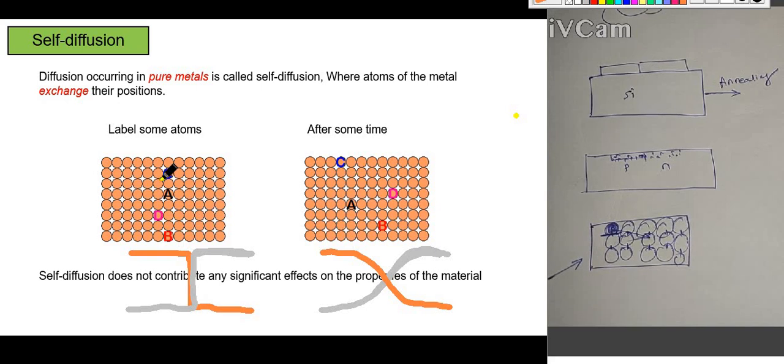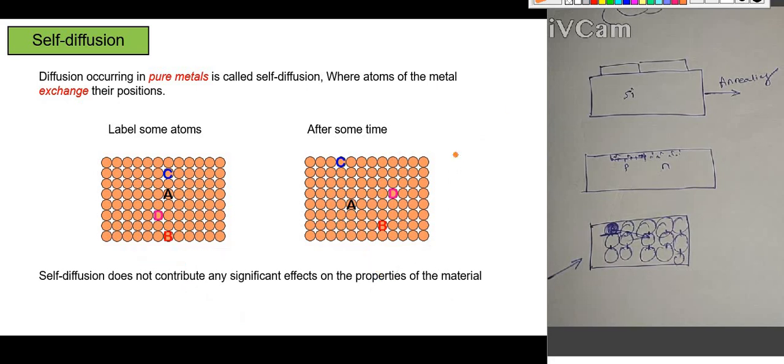So this is the original lattice arrangement. Here, some of the atoms under high temperature break their bond with the neighboring atom and move from that atomic lattice point to another point. Here we can see C is moved from this point to this point. So C is repositioned at this point.